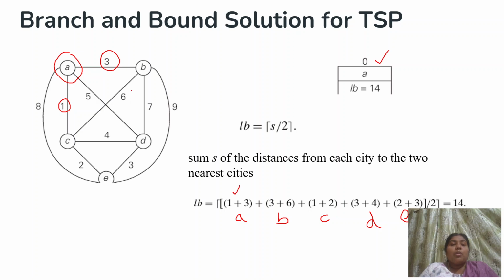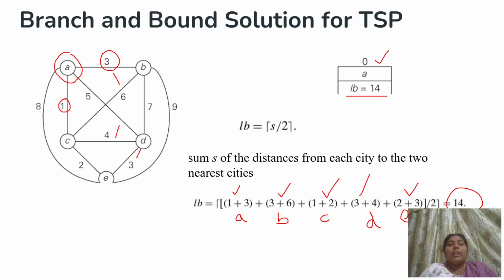For B, we have 3, 6, 7, 9, but the smallest distances are 3 as well as 6. For C, the smallest distances are 1 as well as 2. For D, the smallest distances are 3 as well as 4. And for E, the smallest distances are 2 plus 3. Now I calculate the summation of all the values divided by 2, and I get 14. So 14 is considered the lower bound.